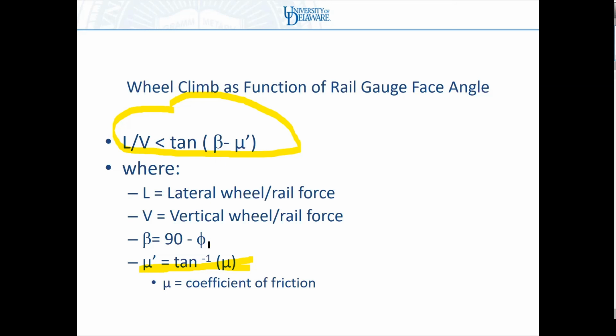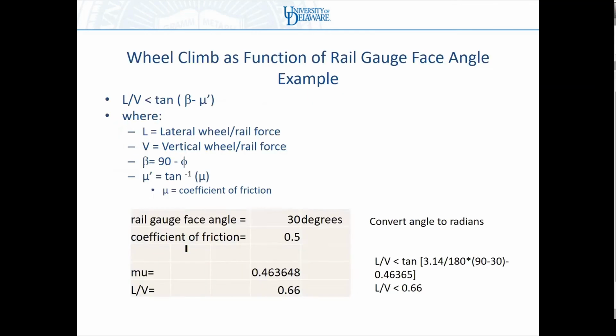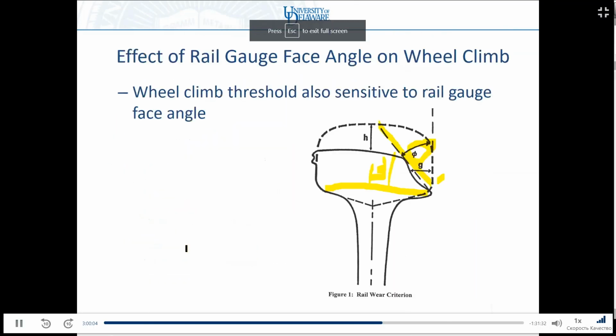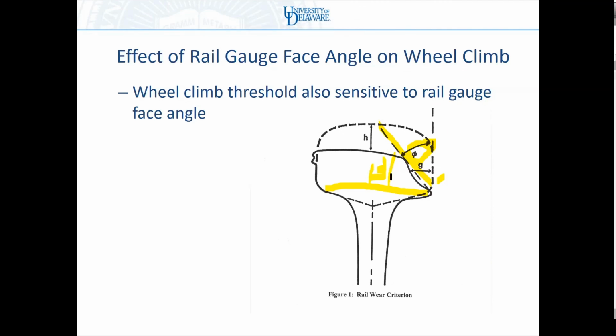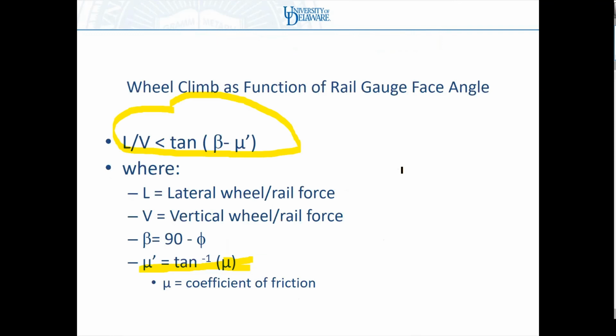It's a function of the coefficient of friction and the gauge face wear angle, which we define here as phi. Why do we define phi rather than beta? Because you can measure phi. You can't measure beta, unless you just calculate beta as 90 minus phi. A typical laser profile measurement system will easily produce a phi for you, or you can actually go out with a hand gauge and measure phi.